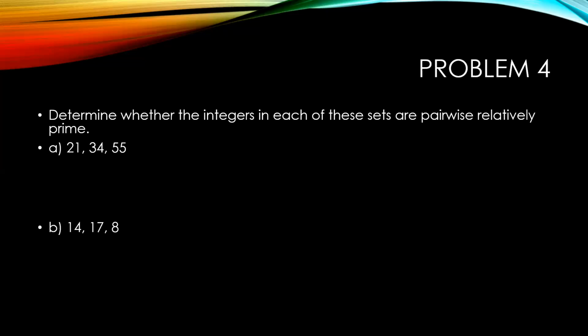But if all pairs are relatively prime, it means it is pairwise relatively prime. The given is pairwise relatively prime. So let's check for 21 and 34. The GCD is 1, because 21 is 3 and 7.